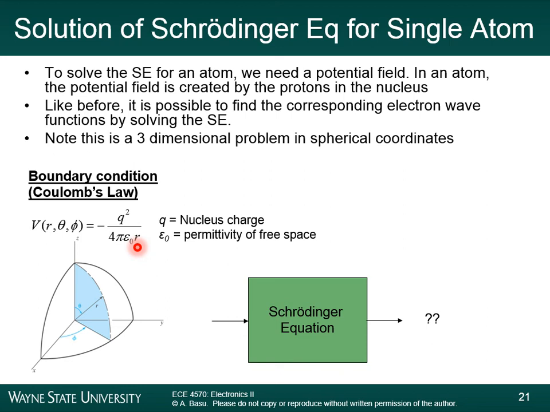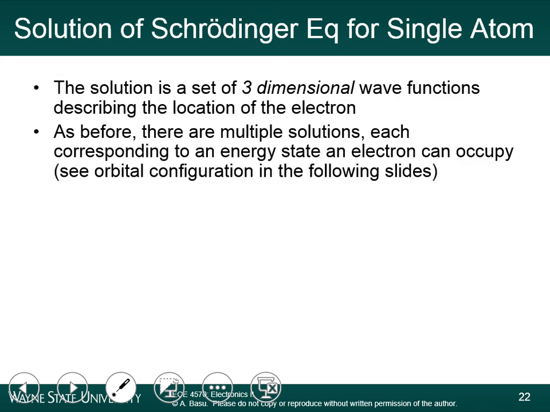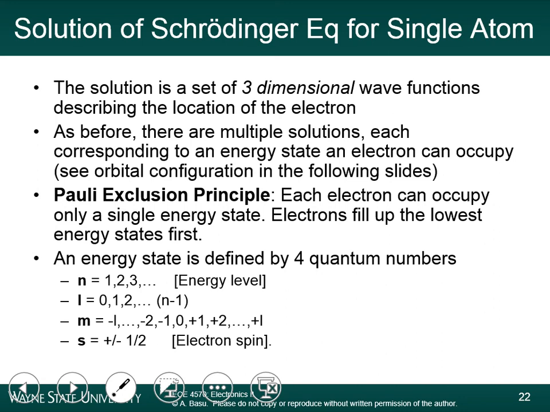We'll show you that in a second. Remember that there's multiple solutions. Each one of the solutions tells you where the electron is most likely to be at that particular energy state. And the solutions look like, let me talk about this first. The solution is a set of three-dimensional wave functions describing the location of the electron. As before, there are multiple solutions, each corresponding to an energy state that an electron can occupy.